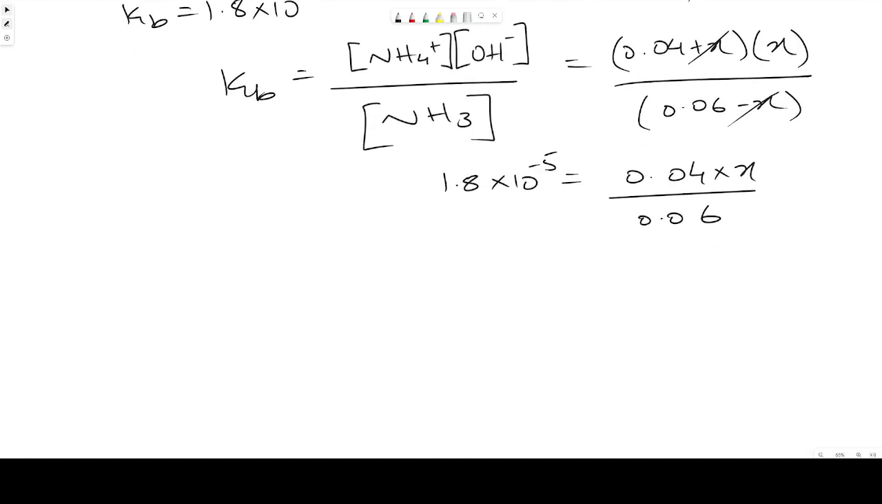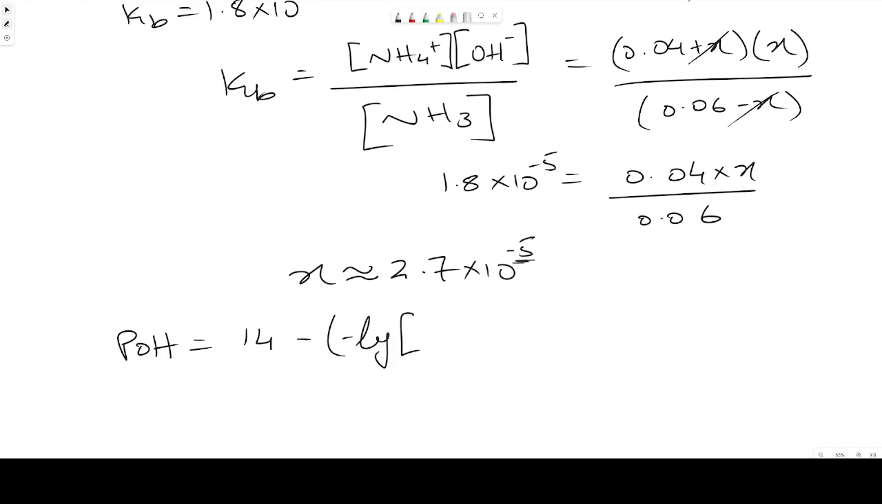Because we know that x is extremely small compared to 0.04 or even 0.06, we can consider it negligible. So we can remove it, and we'll be left with 0.04 times x divided by 0.06, equal to the Kb of 1.8 times 10 to the power of -5. Now, to solve for x, I'm sure that we all can do it. x is going to roughly be equal to 2.7 times 10 to the power of -5. You can see that 10 to the power of -5 shows that x is so small. Finding the pOH is just going to be the negative log of your OH- concentration, which we just found was x. Substituting everything in, the pOH is 4.57, and the pH is 14 minus 4.57, which is 9.43.